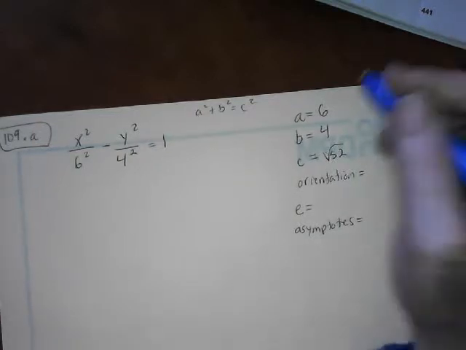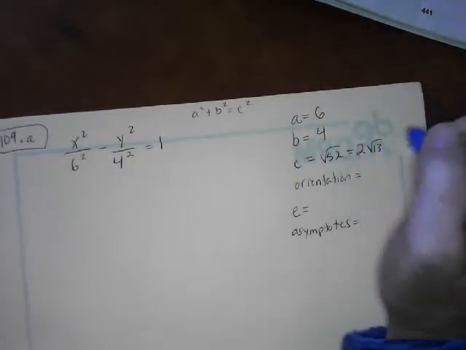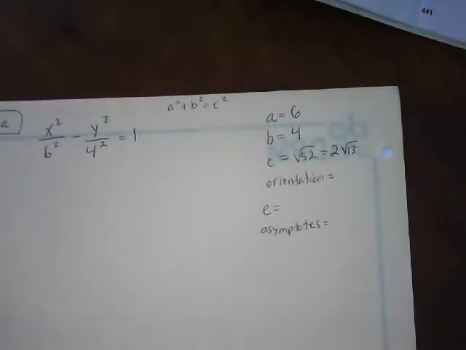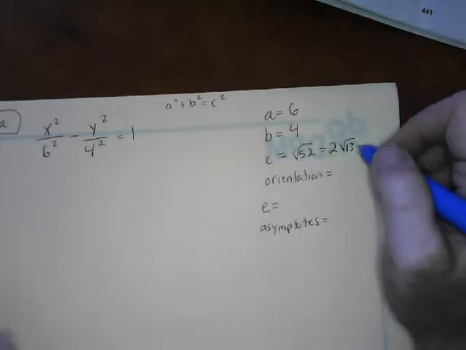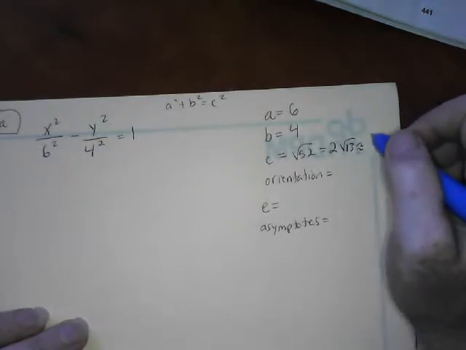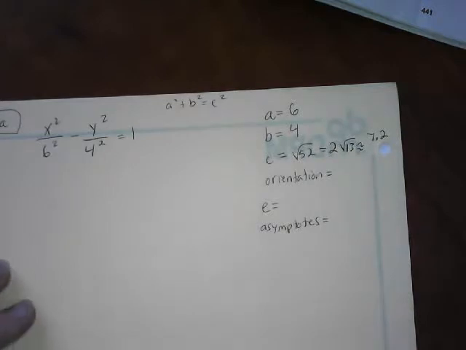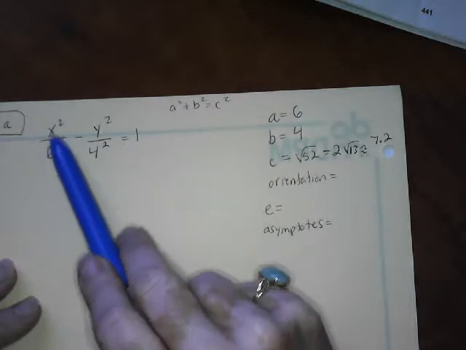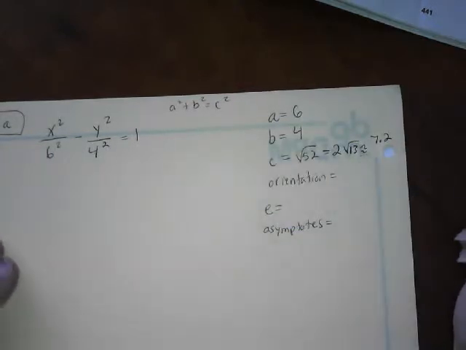That actually turns out to be 2 root 13, or you could put it into a decimal if you wanted to. Your book put it into a decimal. Well, actually, they left it like this and put the decimal. The decimal is about 7.2. Okay, what's the orientation? Well, the bigger number, A, is underneath the X, so that means it's going to go out to the sides. So that's going to be a horizontal.